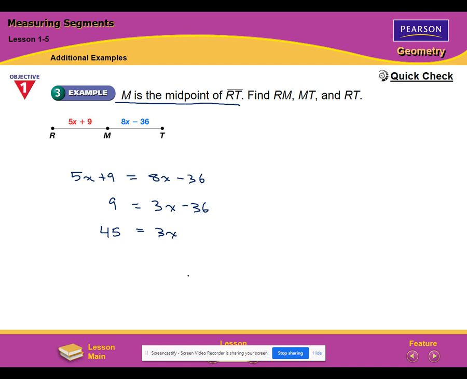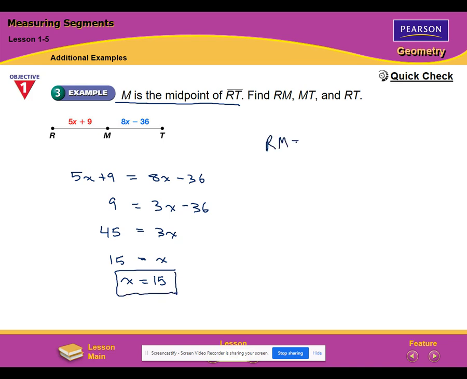This is what we have to do with an equation. 9 plus 36 is 45. You're left with just 3x here. And then finally divide both sides by 3. Some people would say multiply by the reciprocal of 3, which is 1/3. Either way, you're going to get 15 here. So x equals 15. I like to flip it around. I always like the variable on the left. So x equals 15. Now let's test that out too.